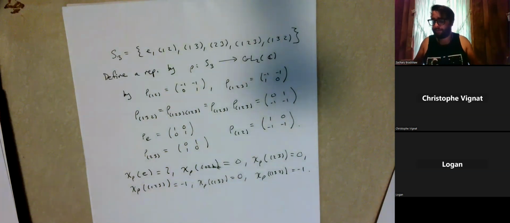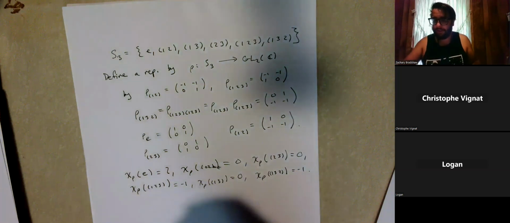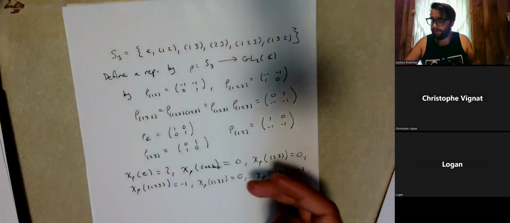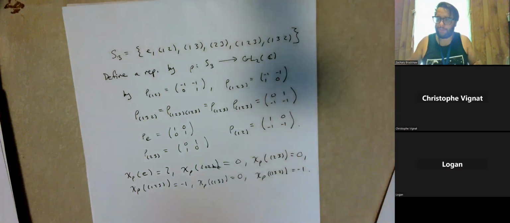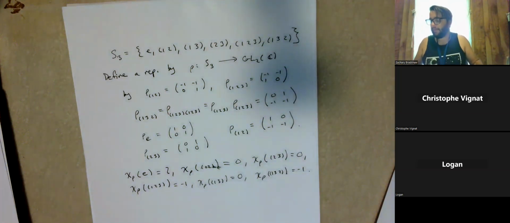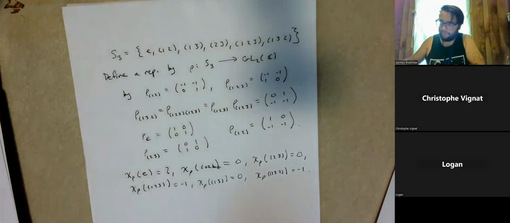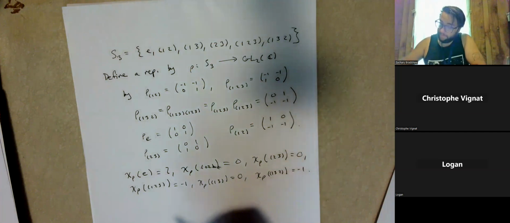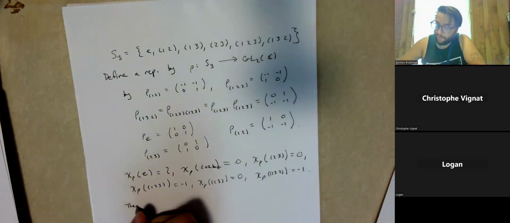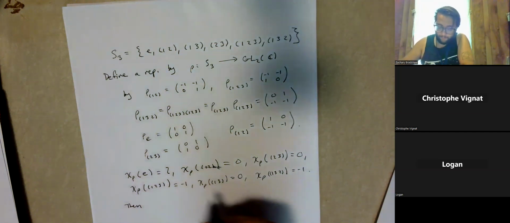So we didn't actually have to compute all of these individually because the character function is constant on conjugacy classes. So if you already know the conjugacy classes of the symmetric group, then you just have to compute it for one element and then assign that value to everything in the conjugacy class. Okay, but I just wanted to write it out to be extremely explicit.